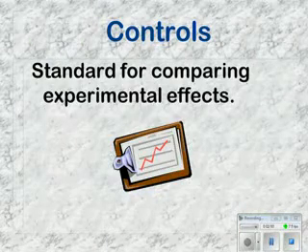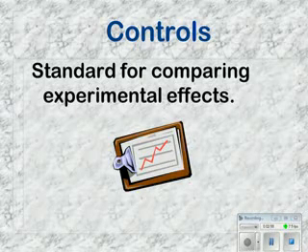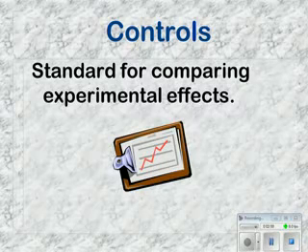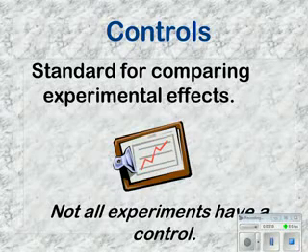Controls. Standard for comparing experimental effects. The control is the thing that does not get the experiment done on it. If you're coloring different types of water, then just plain water that came straight out of the tap and doesn't have any color, that's your control. Not all experiments have a control, but all good experiments will have a control.